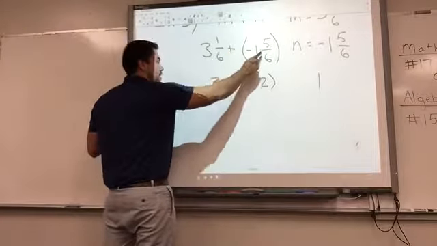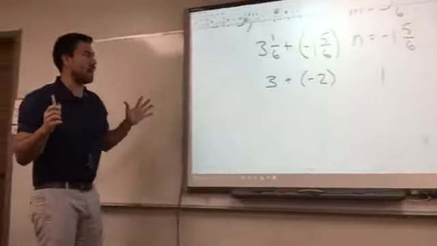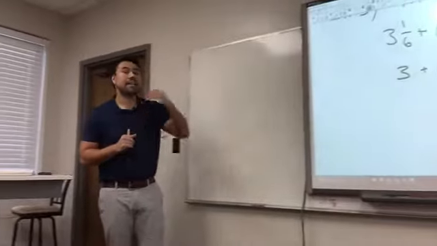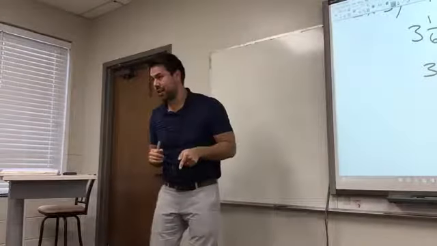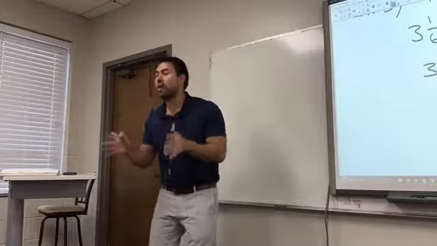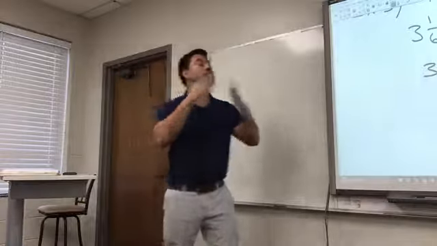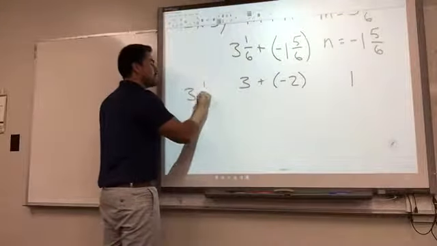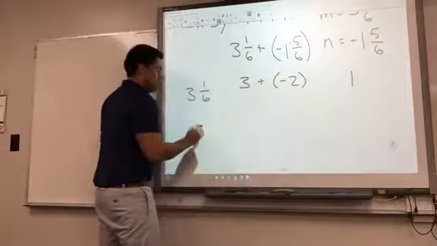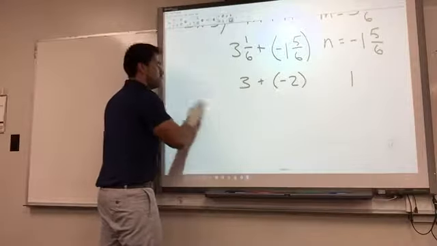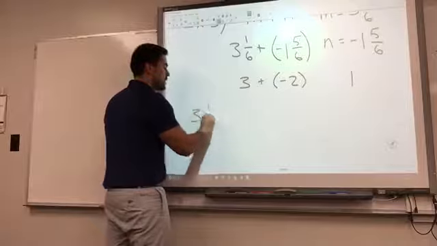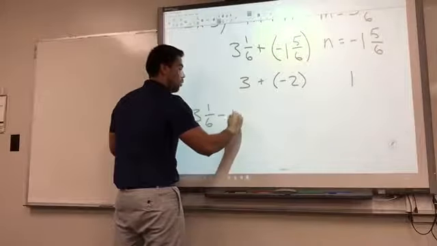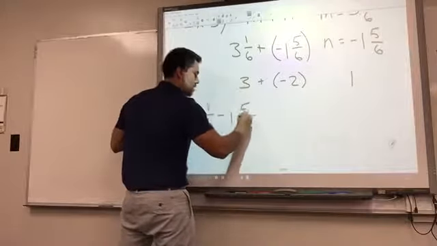I have here, and this is the hardest part, a positive and a negative being added. So how do I deal with them? You subtract them, which is what you're going to do. So I'm going to do 3 and 1/6 minus 1 and 5/6, right?